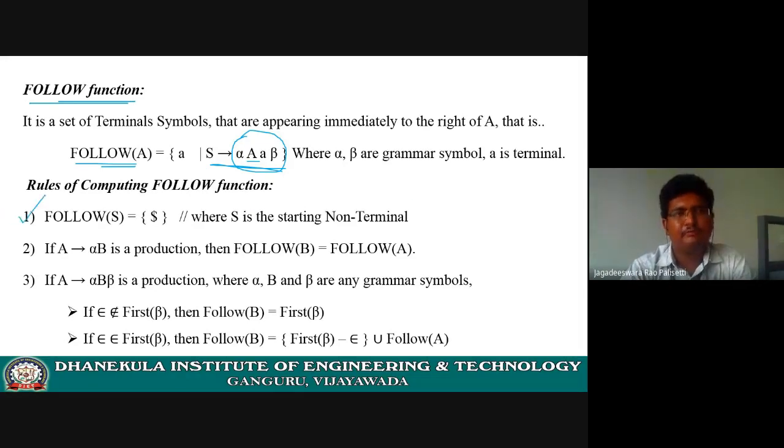So what is the first rule? If you are going to compute the follow function for the start symbol, definitely you need to include dollar. In addition to the dollar, you may write some terminals according to the grammar, but the dollar should be there. Am I clear? And what is the second rule? If this is your production rule and you are going to compute follow of B, what do we mean by follow of B? After B, there is a terminal I need to identify. But in this case, after B, there is nothing. At that time, what do you have to do? The follow of B will depend upon follow of A.